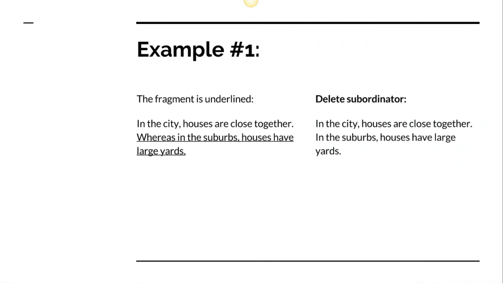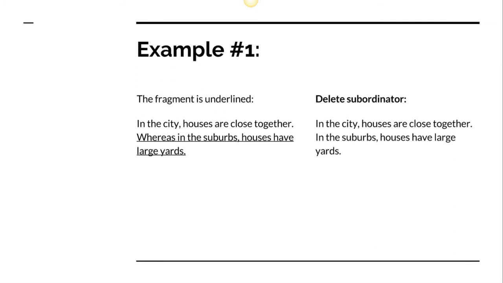In example number 1, we have the fragment underlined within the phrase. Here, the sentence says, in the city, houses are close together, whereas in the suburbs, houses have large yards. You can even hear it a little bit when I read these sentences aloud. The second sentence is clearly a fragment. It sounds a little awkward and needs to be corrected. An easy correction for this specific error would be to delete the subordinating conjunction, also called the subordinator.